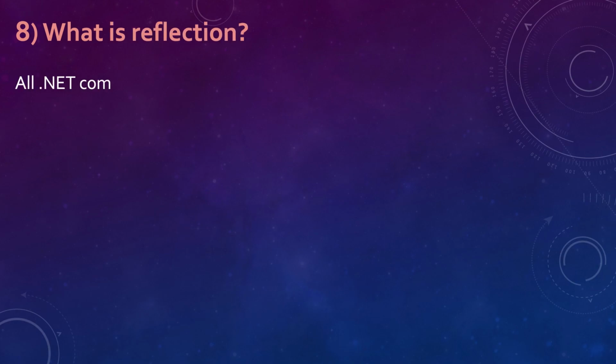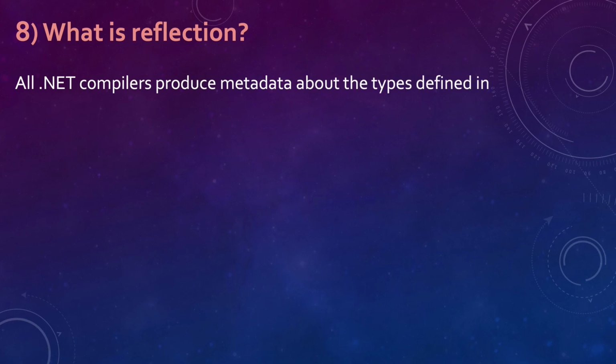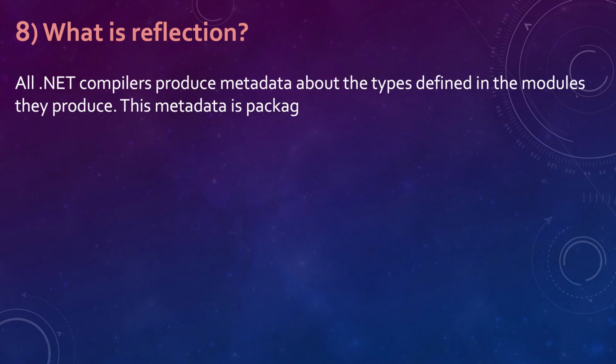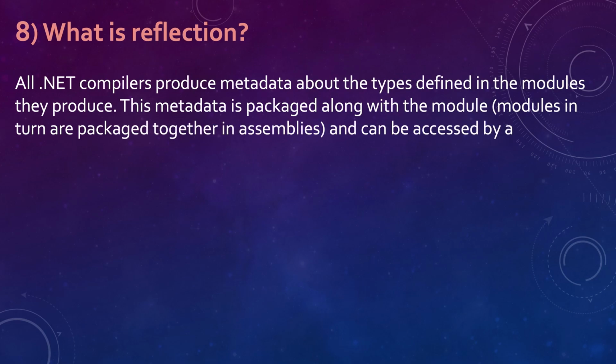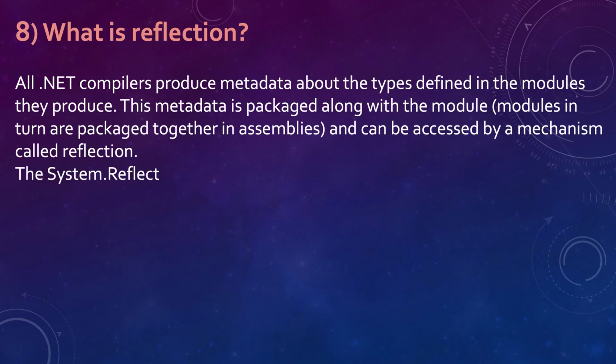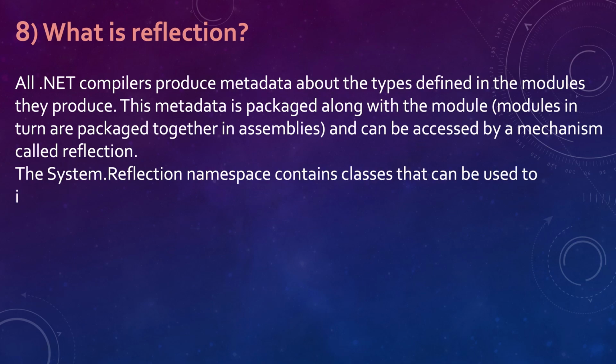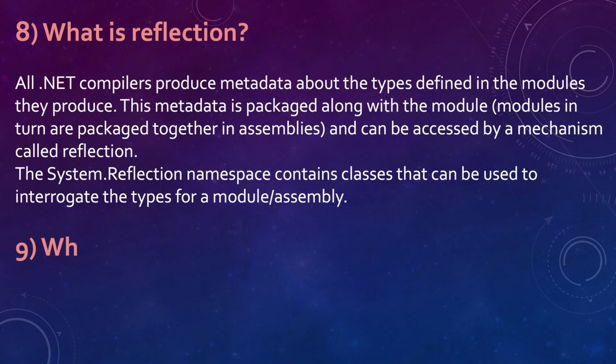What is reflection? All .NET compilers produce metadata about the types defined in the modules they produce. This metadata is packaged along with the module. Modules in turn are packaged together in assemblies and can be accessed by a mechanism called reflection. The System.Reflection namespace contains classes that can be used to interrogate the types for a module or assembly.